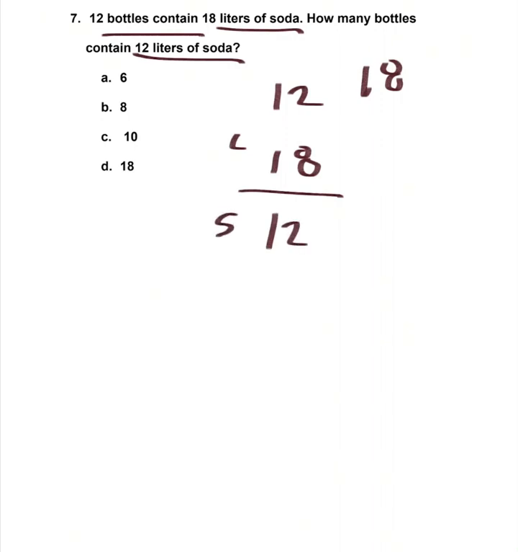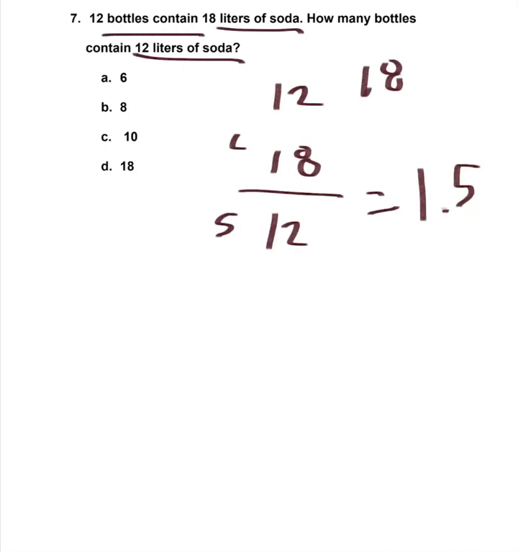12 bottles contains 8 liters of sodas. How many bottles contain 12 liters of soda? So 12 bottles contain 18 liters. So right here I would do 18, this is liters, and by 12, this is sodas, which I would get 1.5 per liters per soda.